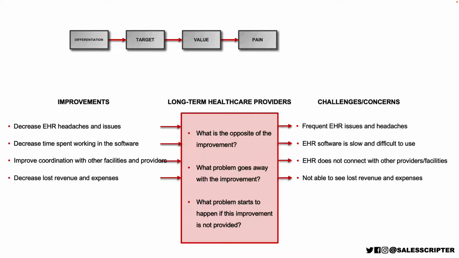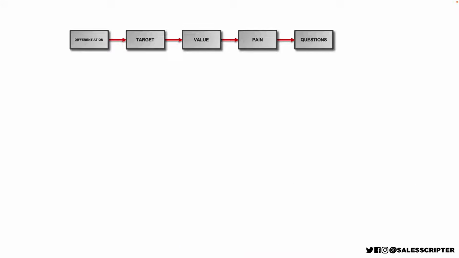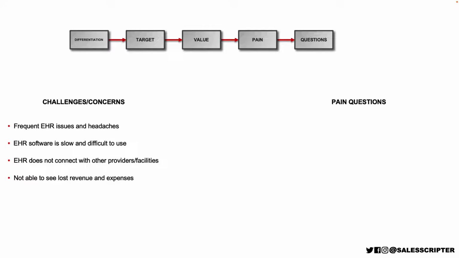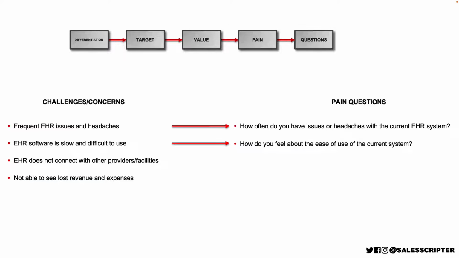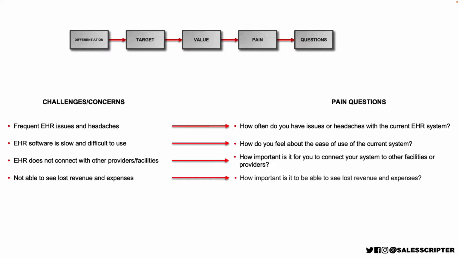And then we move on to the next step, which is to brainstorm questions to ask. And our goal here is to think of a few pain questions to ask. And now we bring in the pain points that we can make go away for long-term healthcare providers that are using a not so great software platform. And we can use each pain point to think of a pain question to ask. And then we end up with a set of pain questions that are different from the pain questions that we would ask for a healthcare provider that's using paper.